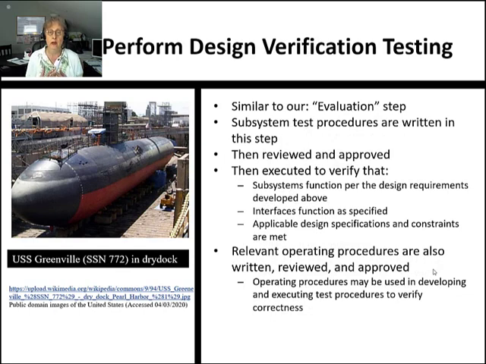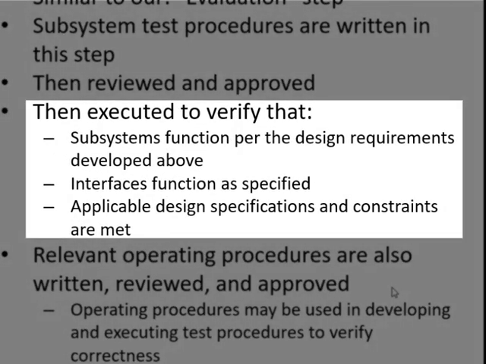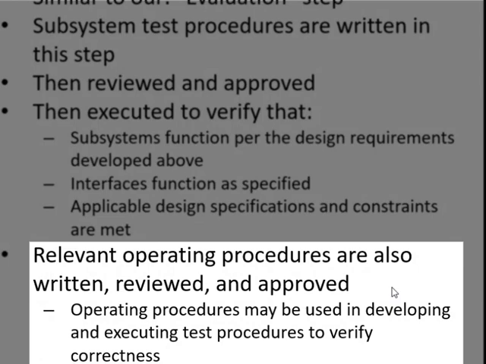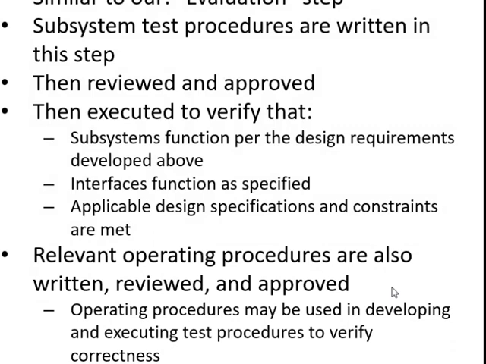Now at this point, we start doing what's called design verification testing, similar to our evaluation step. So here we're primarily concerned with the subsystems. Do the subsystems meet the requirements, constraints, etc. that we've specified above? So we perform testing at this stage. What's interesting about this is that here we're developing detailed test procedures that will be used to do this verification, but at the same time we're also finalizing the manuals for operation of these subsystems. So they kind of go hand in hand.